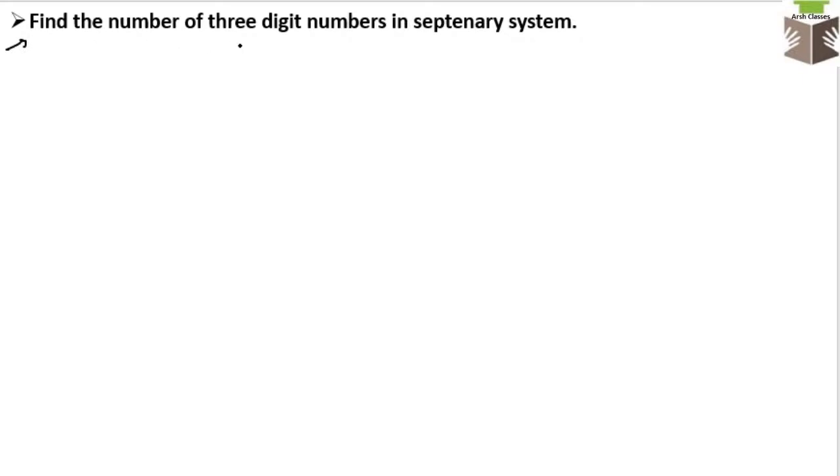Here, find the number of 3-digit numbers in septenary system. We need to answer here, guys. So I hope you understand what the question says. The question asks you to find the number of 3-digit numbers in the septenary system. Base septenary system, which means the base is 7.